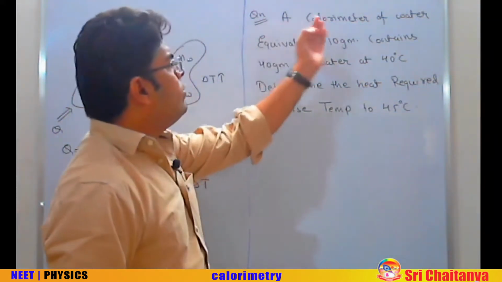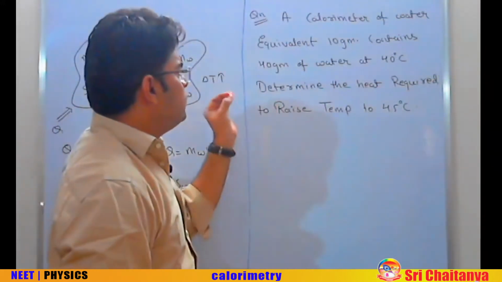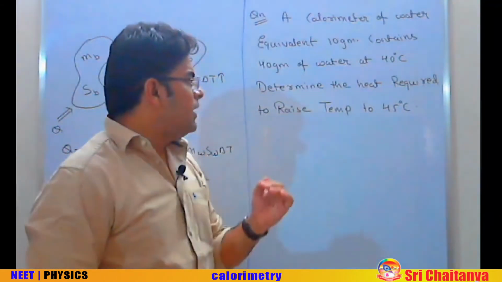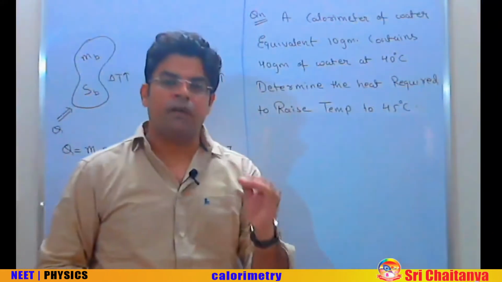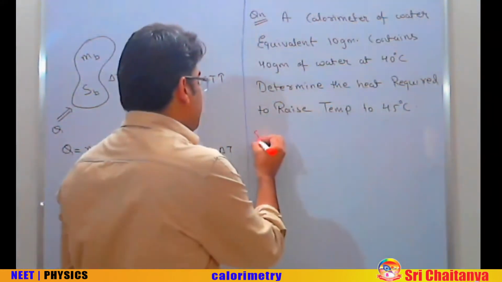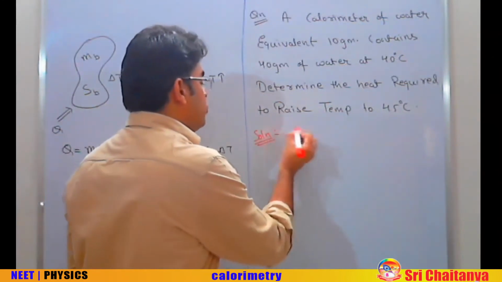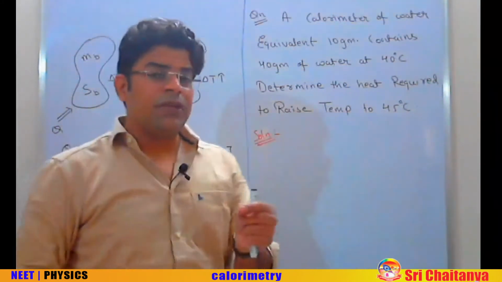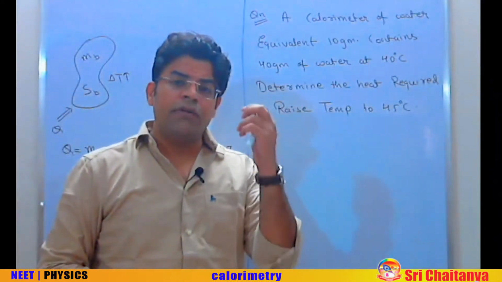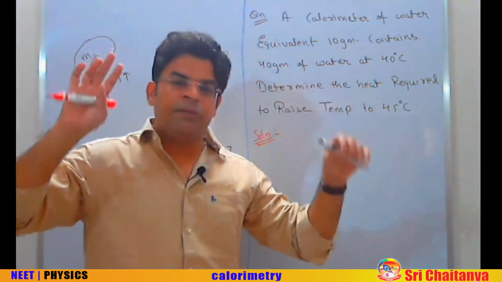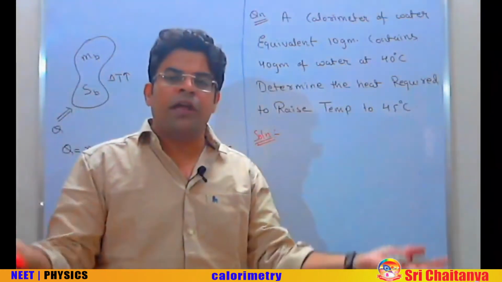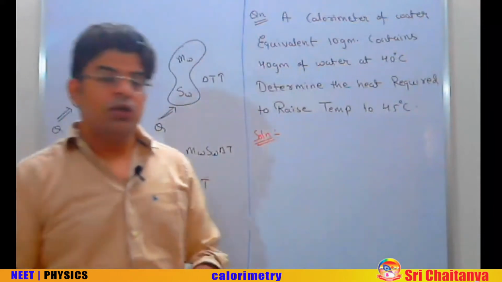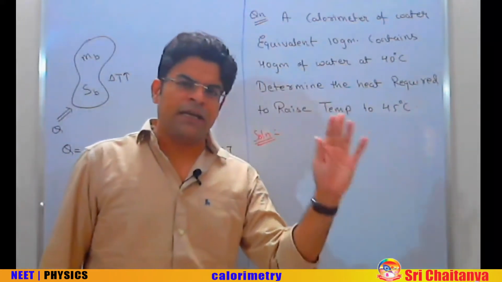One simple question here. A calorimeter of water equivalent 10 gram contains 40 gram of water at 40 degrees centigrade. Determine the heat required to raise the temperature by 45 degrees centigrade. The only purpose of asking this question is to make you understand the importance of water equivalent. The calorimeter has got water equivalent of 10 gram. So don't even think that the calorimeter is made up of bronze and has some mass, I don't care about it. They have told me that the water equivalent of this calorimeter is 10 gram. So I will treat the whole calorimeter exactly like water of 10 gram.